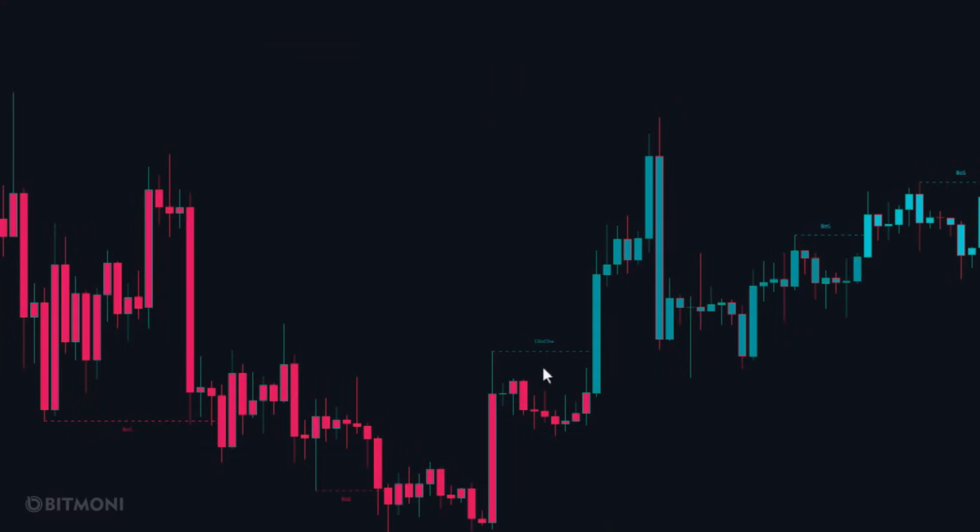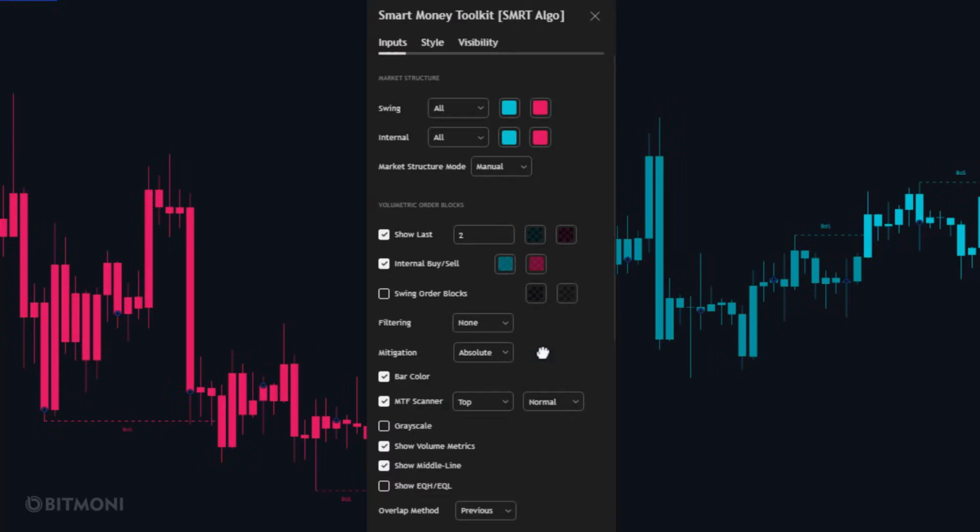It's also worth noting that the indicator is fully customizable. If you open the settings, you'll find a range of adjustments that allow you to tailor the indicator to suit your personal trading style and preferences. For the purpose of this video, I'll only disable the bar color to retain the original appearance of the candlesticks. All other settings will remain at their default.